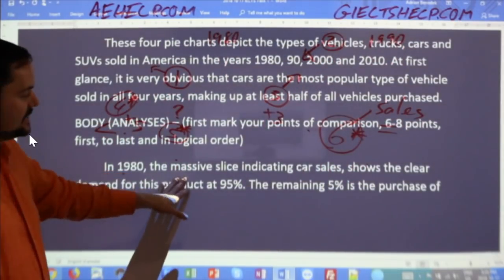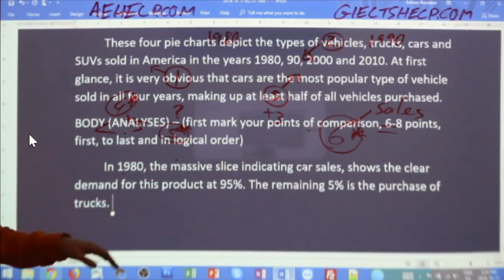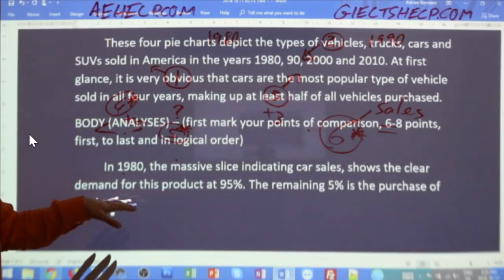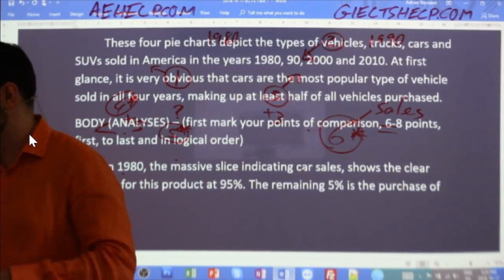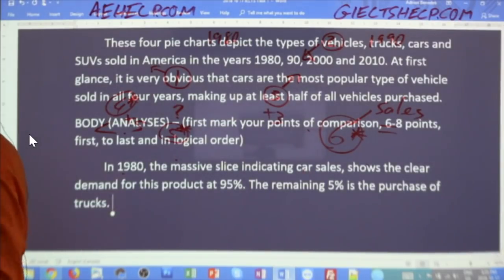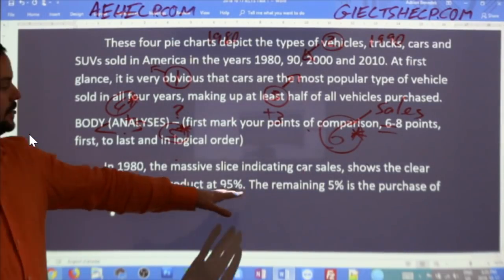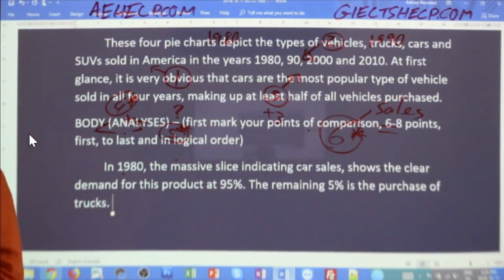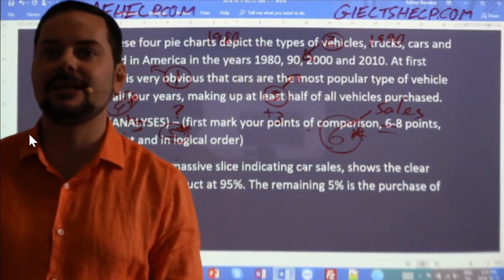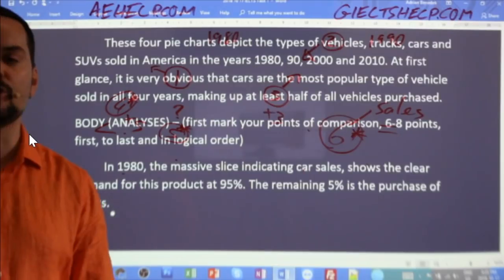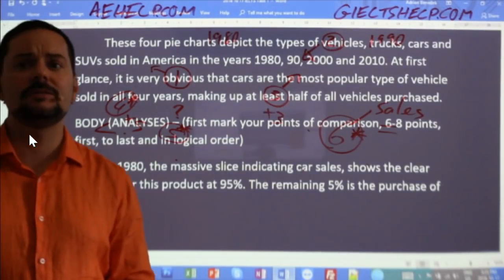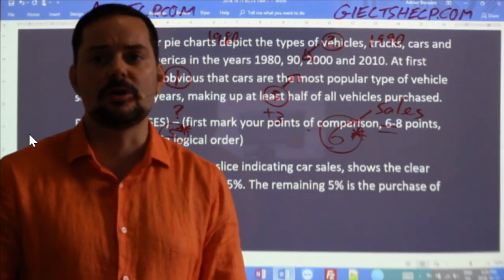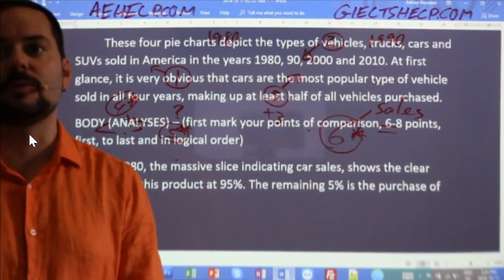In 1980, the massive slice indicating car sales, and it is a massive slice, it's almost the entire pie, shows the clear demand for this product at 95%. And then if you're quick, you can say the remaining 5% is the purchase of trucks. Awal Hidayah says, in 1980, the car sales had the largest proportion of the U.S. market. Awal, you can even say, in 1980, cars had nearly the entire U.S. market for vehicle sales.